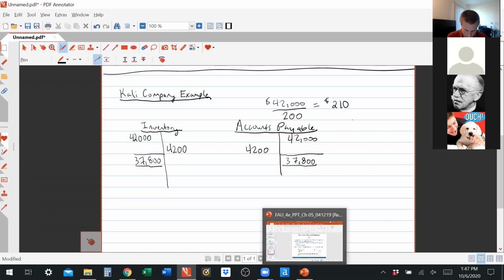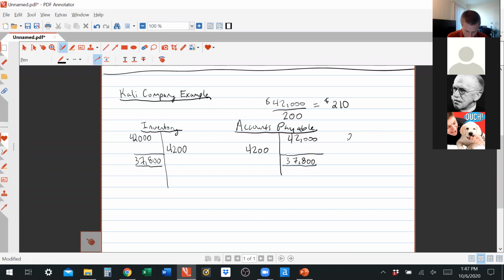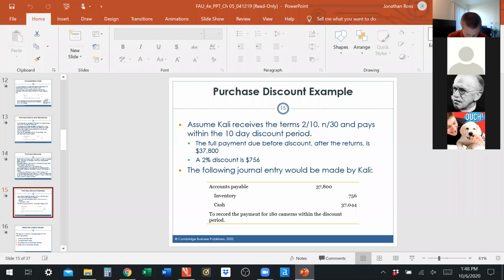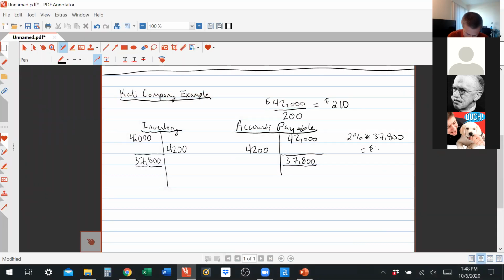So we have to figure out what the discount would be. We're going to get a 2% discount on what we owe them, and we owe them 37,800. So 2% times 37,800, the discount is, and it tells you that here, $756. That's the reduction of the amount we have to pay. We don't have to pay them 37,800. We have to pay them 37,800 minus 756.